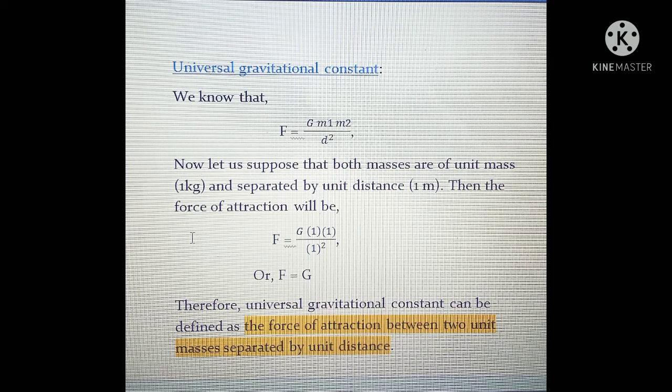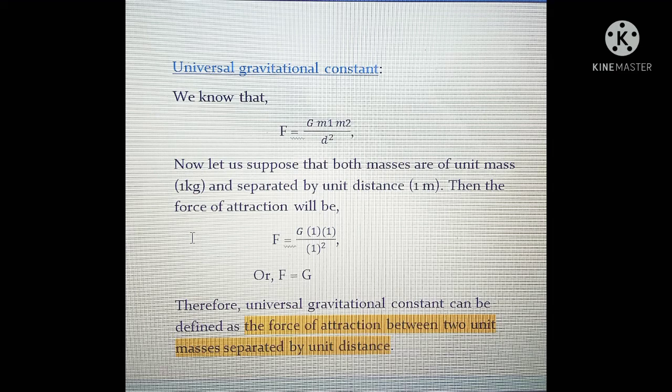So we know that F is equal to G m1 times m2 upon d square. Now let us suppose that both masses are of unit mass, meaning their mass is 1 kg, and they are separated by distance 1 meter. Then the force of attraction between them will be F equal to G into 1 times 1 divided by 1 square. When 1 times 1 is divided by 1 square, it becomes 1. So the final equation will be F equal to G.